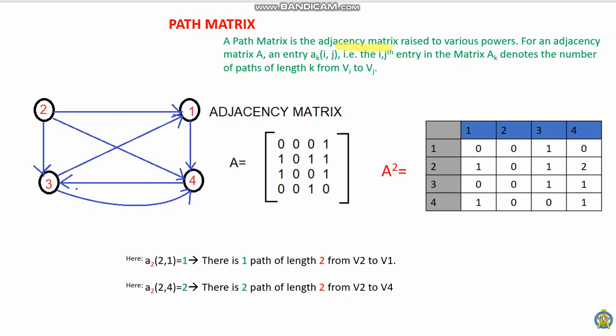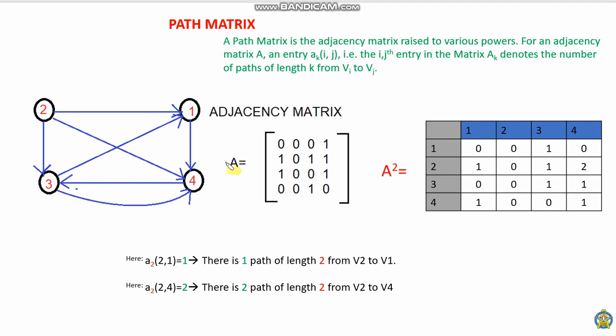So let us look at this graph. There are 4 nodes and there are 7 edges. So we represent this using an adjacency matrix A. That means if there is an edge from I to J, we put 1, else 0. So for example, there is no edge from 1 to 1, so 0. From 1 to 4, there is an edge, so we have 1. So this is the matrix represented for this graph.